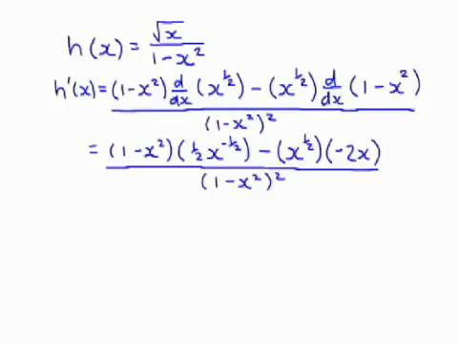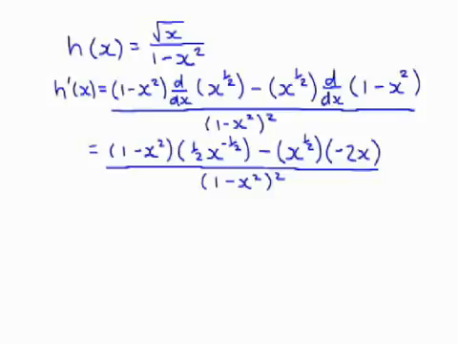In some cases, professors will be satisfied if you leave the solution in its present form. They don't mind having the derivative h prime of x expressed as 1 minus x squared times 1/2 x to the negative 1/2 subtract x to the 1/2 times negative 2x all over 1 minus x squared squared.